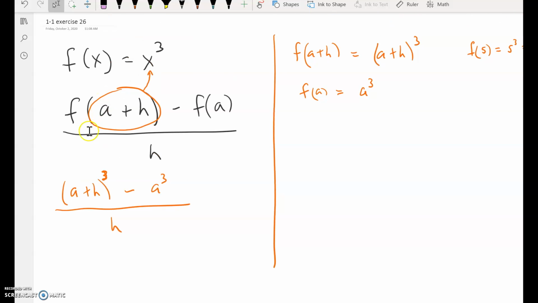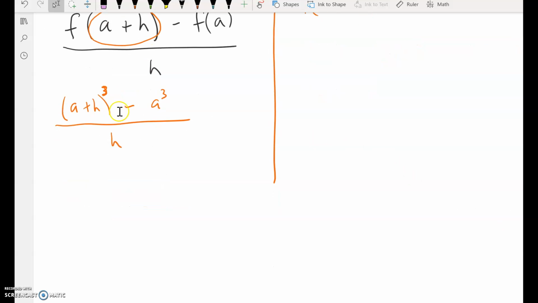So a plus h cubed, that I can simplify quite a bit. Again, let's do this on the side here. So a plus h cubed means a plus h times a plus h times a plus h. Whatever is your base, you multiply it 3 times, so my base is a plus h. And there's a shortcut for this, but I don't want to teach it to you yet. I'll teach it to you in chapter 2. So for now, let's just do it the long way.